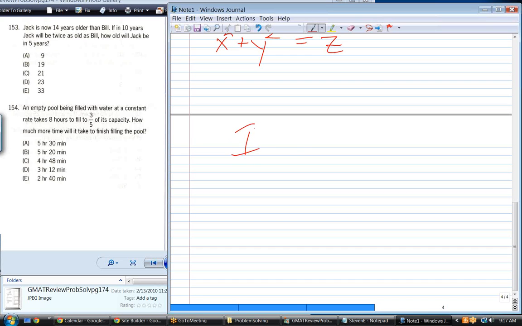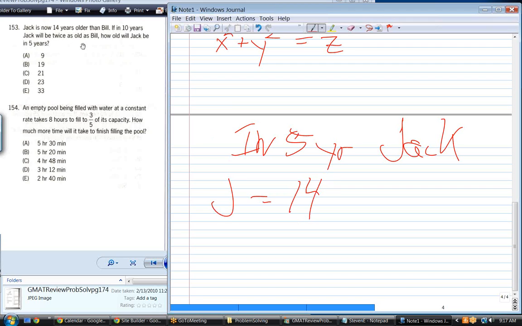Okay, so in 5 years, Jack is 19. What's that make him now? In 5 years, Jack is 19. That makes him 14 right now. How old's Bill right now? So Bill's 28. Jack is 14 years older than Bill. Oh, that makes, yeah, he's 0 years old.